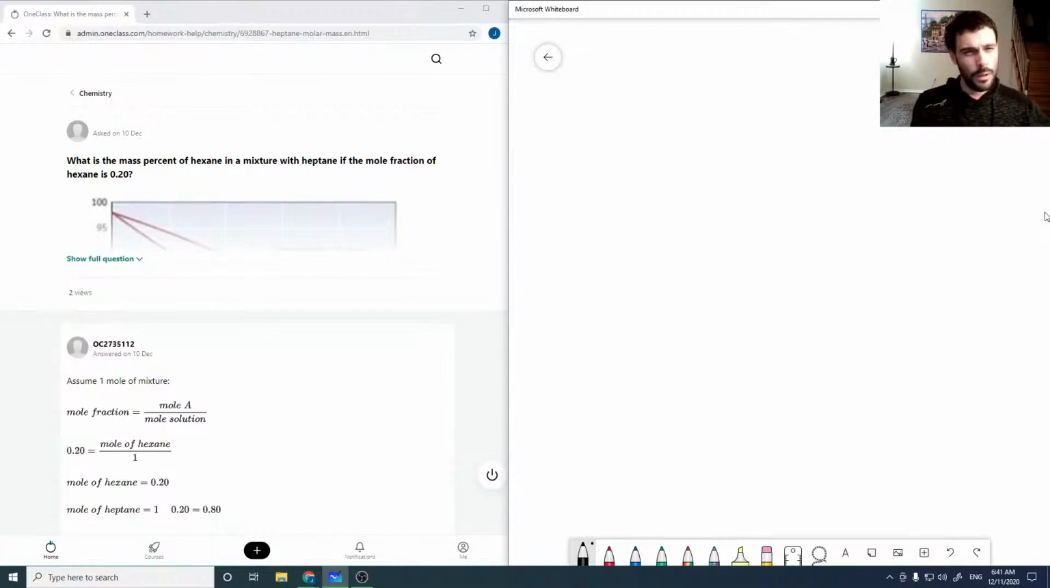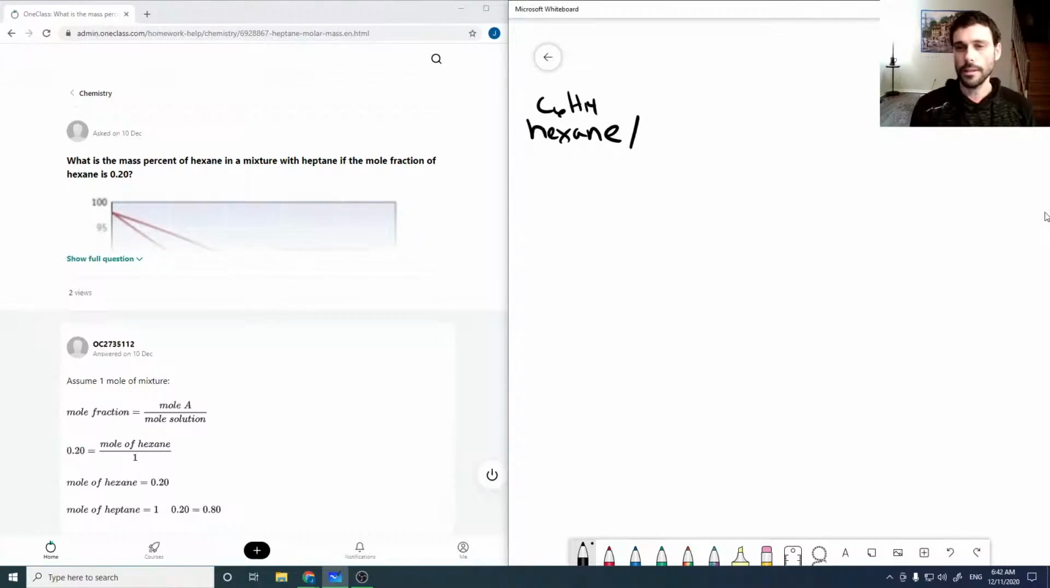Alright, so what is the mass percent of hexane in a mixture with heptane if the mole fraction is 0.2? And we actually don't need the figure in this case. It's related, but not really relevant to the question.